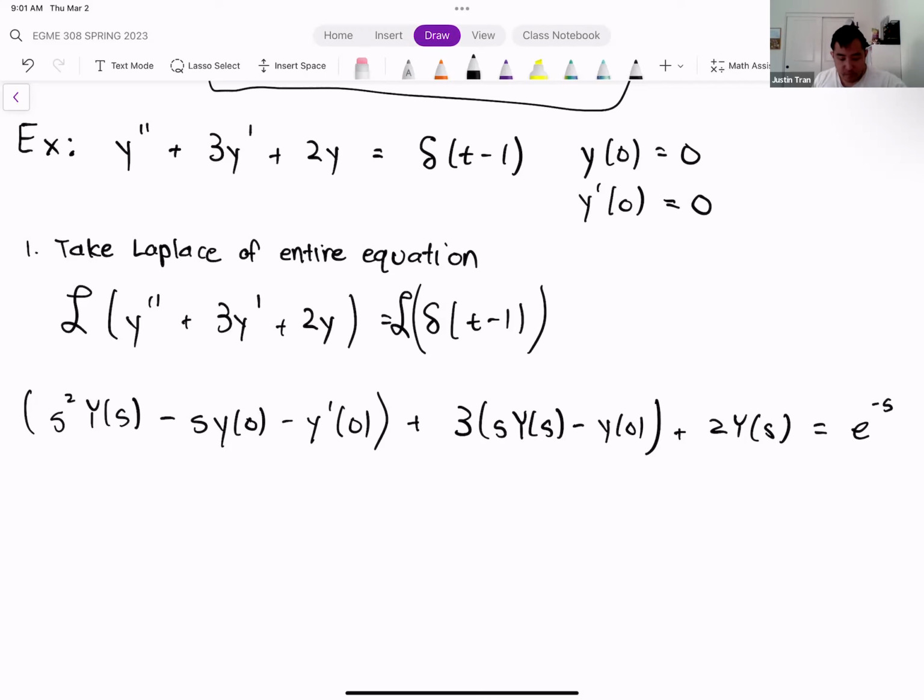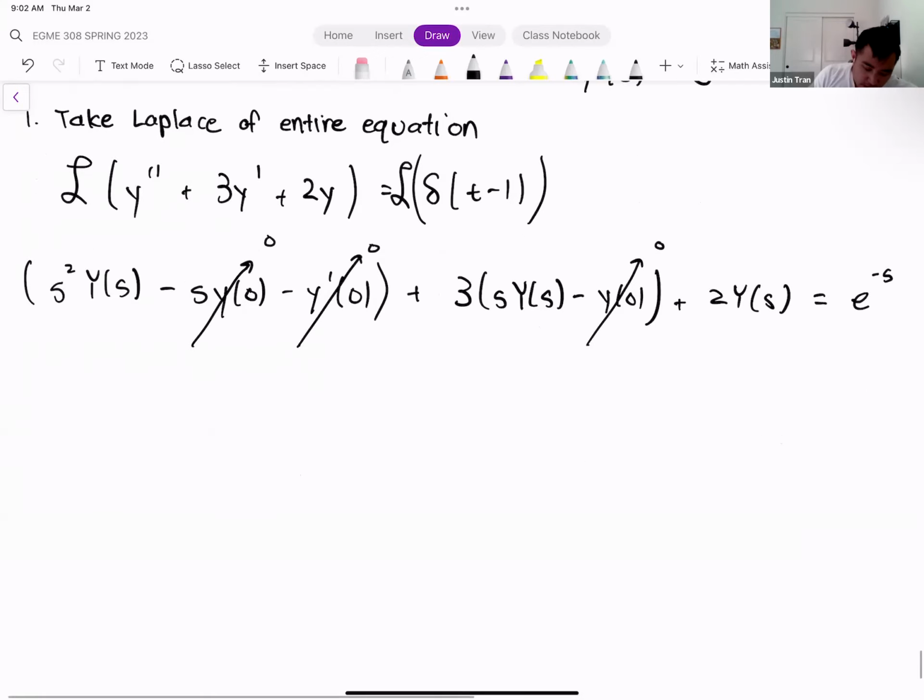Okay, so let's go ahead and plug in our initial conditions here. Okay, and so the good thing about this problem is that all the initial conditions are 0, and so all of those are just going to go away. Okay, and so on the left-hand side, all we're left with is Y of s multiplied by s squared plus 3s plus 2. Okay, and this is equal to e to the minus s.